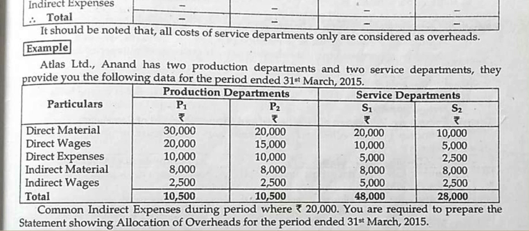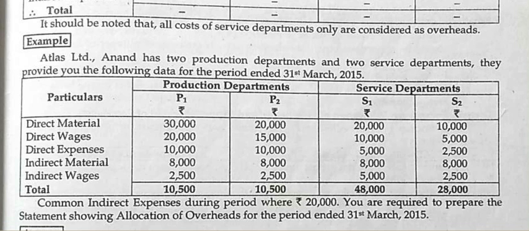To overcome costing paper 2, we are in chapter number 2, and let us now go for the practical problem. The example is on the allocation of overheads. I'll read out the example for you.